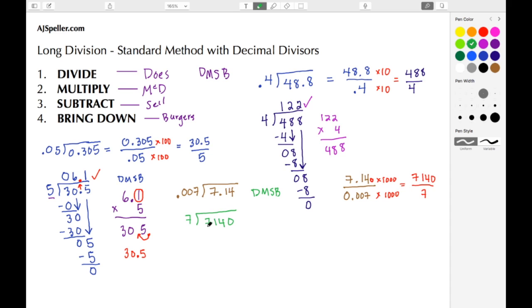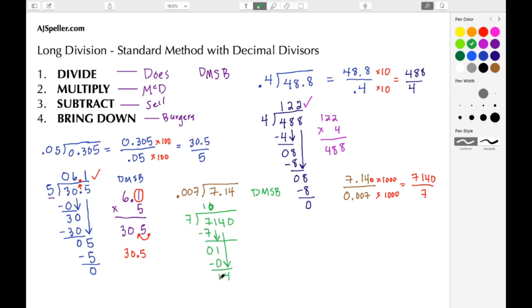And let's begin here with the 7. 7 divided by 7 is 1. Then I multiply 1 times 7 to get 7. Then I subtract 7 minus 7 to get 0. Then I bring down this 1. Then I divide again. 1 divided by 7 is 0. Then I multiply 0 times 7 to give me 0. Then I subtract 1 minus 0 to give me 1. And then I bring down this 4.